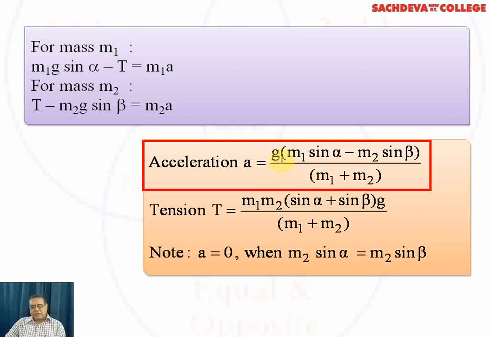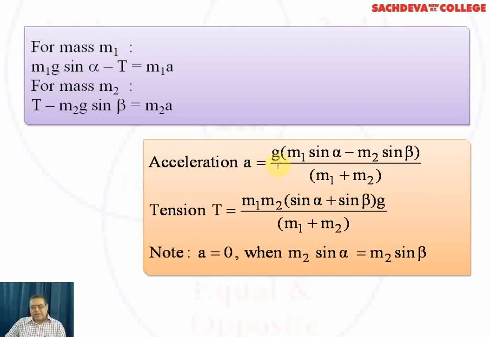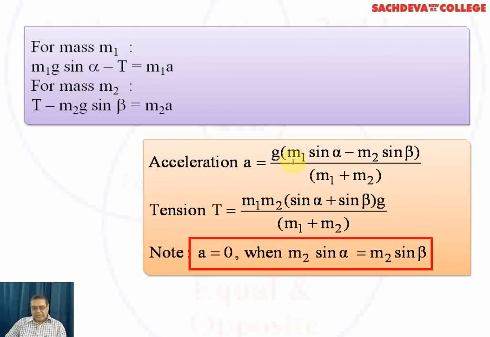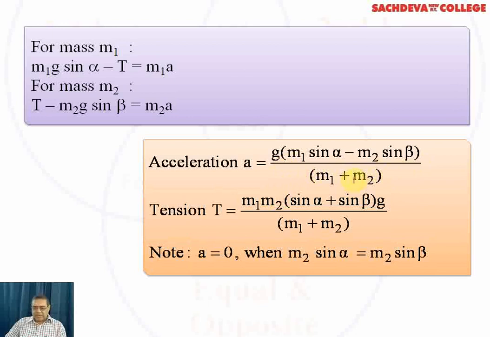So, we get the equation of acceleration, then putting the value of acceleration in one of the equations, we get the value of tension, and A is 0 when M1 sin alpha is equal to M2 sin beta. If M is cancelled off, sin alpha will be equal to sin beta.